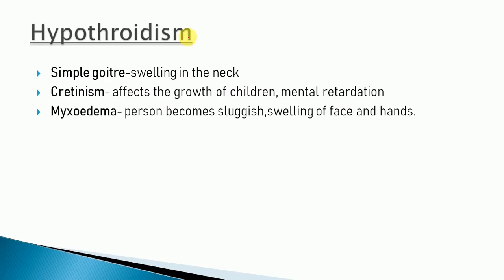Okay, now what happens when there is hypothyroidism? Hypothyroidism means when there is a deficiency of the hormone secreted from the thyroid gland. What happens? Three conditions. The first is simple goitre. Simple goitre is the swelling in the neck, meaning the neck is swollen up during this condition. Next is cretinism. It affects the growth of children, meaning dwarfism can occur, the height is shortened. There is also mental retardation, meaning mental disturbance. Next is myxoedema. The person becomes sluggish, with swelling of face and hands. So these are the symptoms of the conditions that happen due to hypothyroidism.